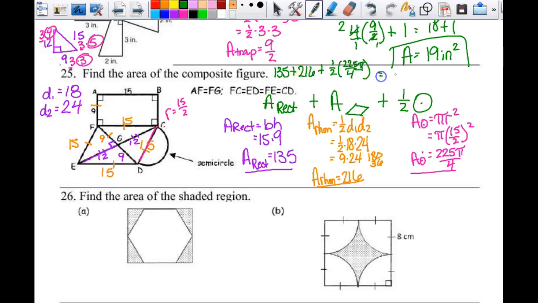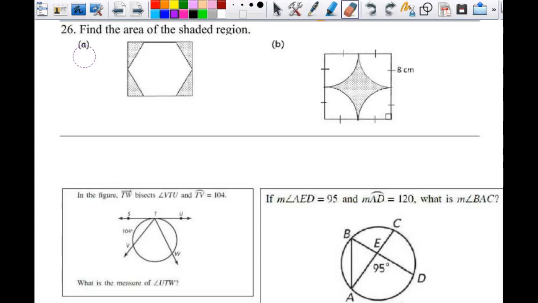Okay. So this gives me 351 plus, and then multiplying that by 1/2 is easy. You just multiply straight across. 225 pi over 8. That's my answer, I guess, units squared. That's the area. All right, so this is the one where I sent out a reminder about the side length.